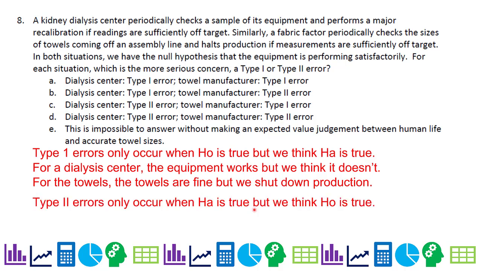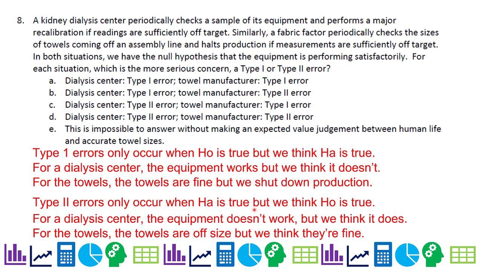Type 2 errors occur when the second hypothesis, the alternate, is true, but we think the first one is. So for the dialysis center, the equipment really isn't working, but we think it is. All right. And then for the towels, the towels are off size, but we think they're fine. All right. So which one is worse for the dialysis?